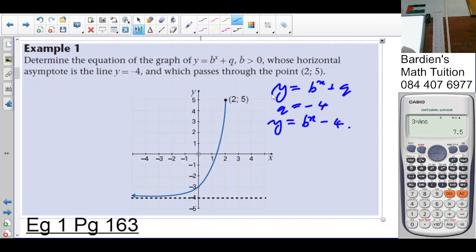And it passes through the point (2, 5). So would I use (0, -3) in my calculation? No. Why? Because this point was given to us. It probably wouldn't be wrong to use that, but just to play it safe, you work with what is given to us. You guys understand? So at this point we're going to substitute the point (2, 5), remembering that's an x and a y. So do the substitution and solve for b.